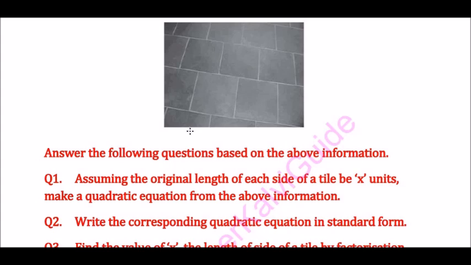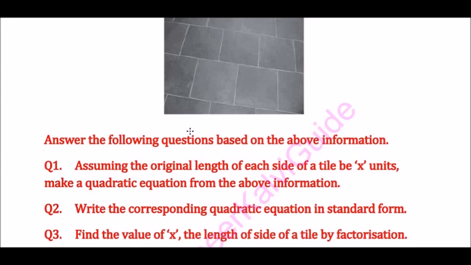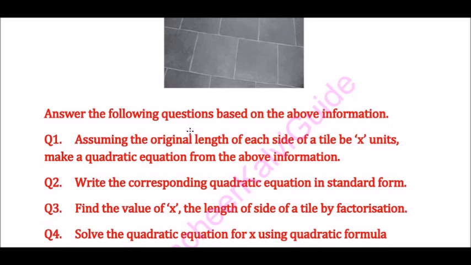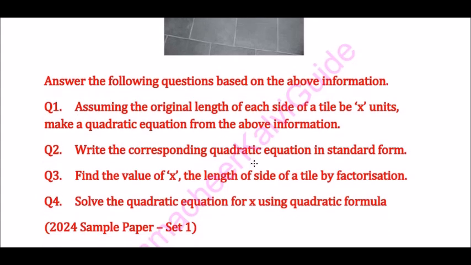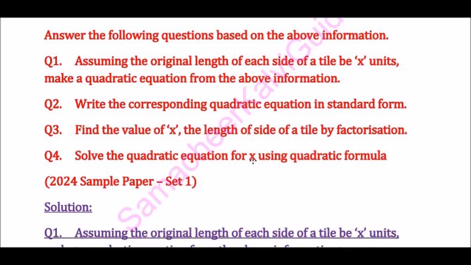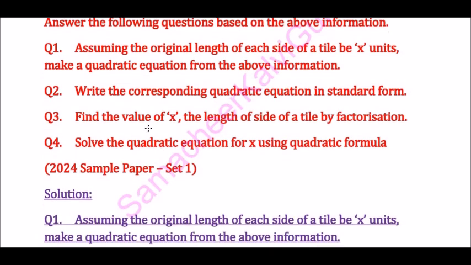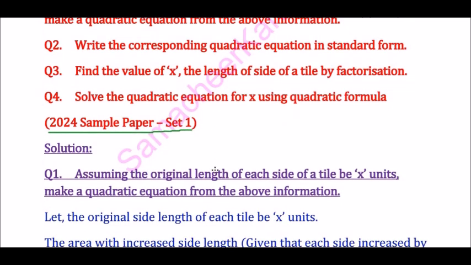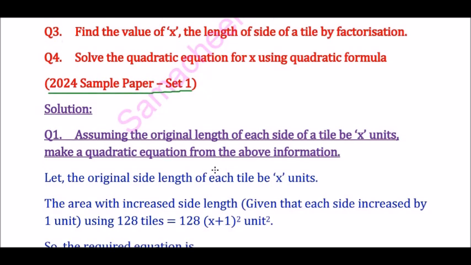Question 1. Assuming the original length of each side to be x unit, make a quadratic equation from the above information. Question 2. Write the corresponding quadratic equation in standard form. Question 3. Find the values of x, the length of side of tiles, by factorisation. Question 4. Solve the quadratic equation for x using quadratic formula. This question appeared in the 2024 sample paper set 1. We are moving on to the first question solution.